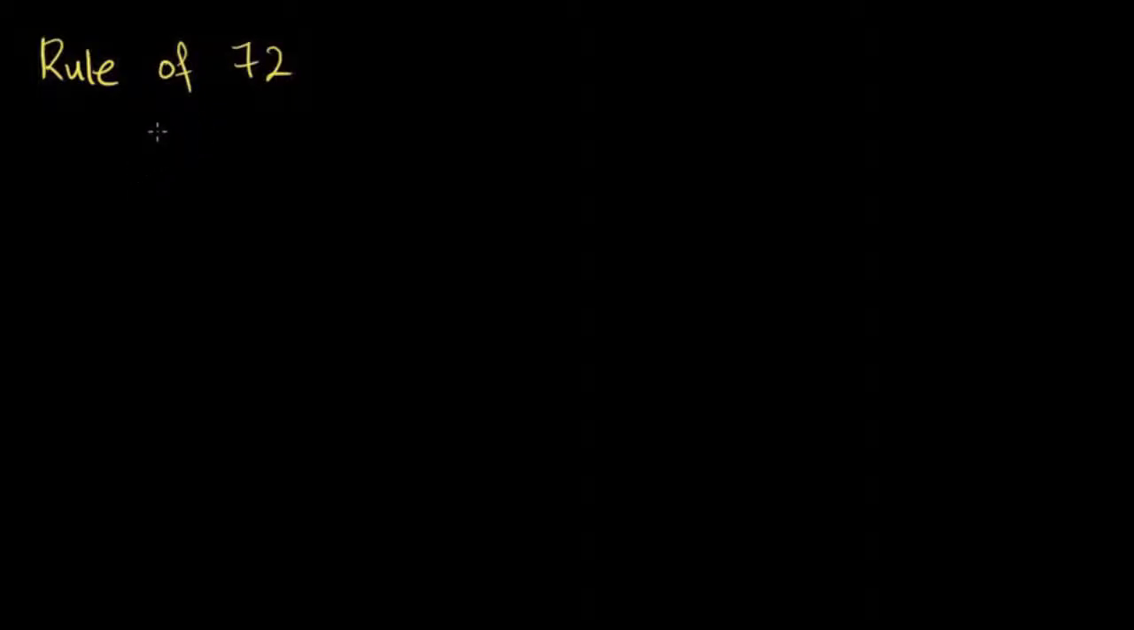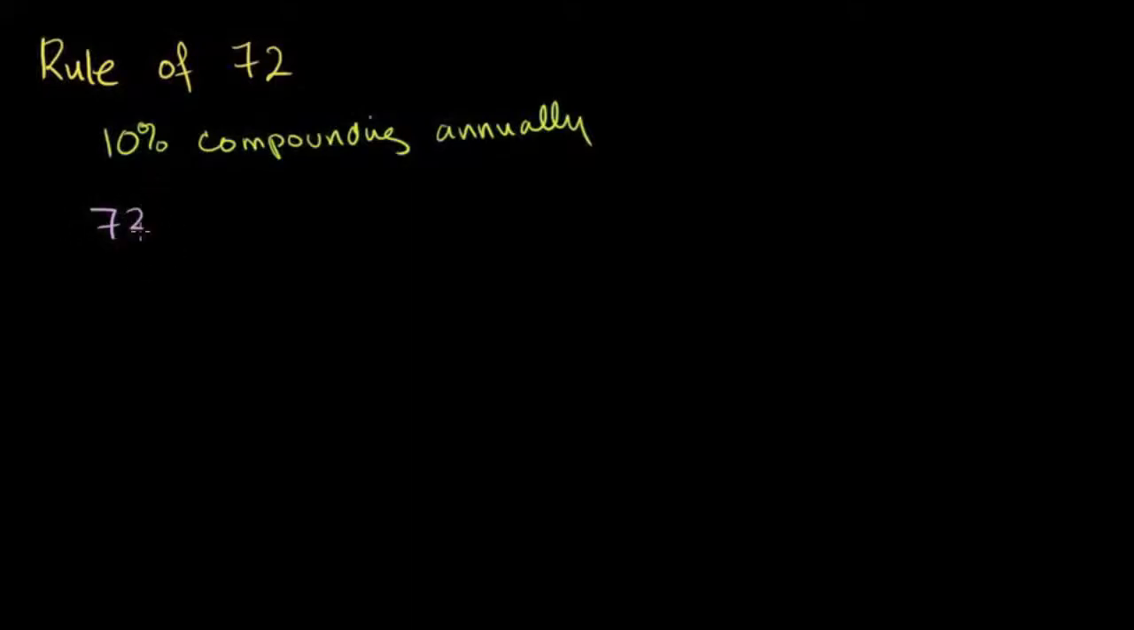So to answer that same question, let's say I have 10% interest compounding annually. Using the rule of 72, I say, how long does it take for me to double my money? I literally take 72. That's why it's called the rule of 72. I divide it by the percentage. So the percentage is 10.